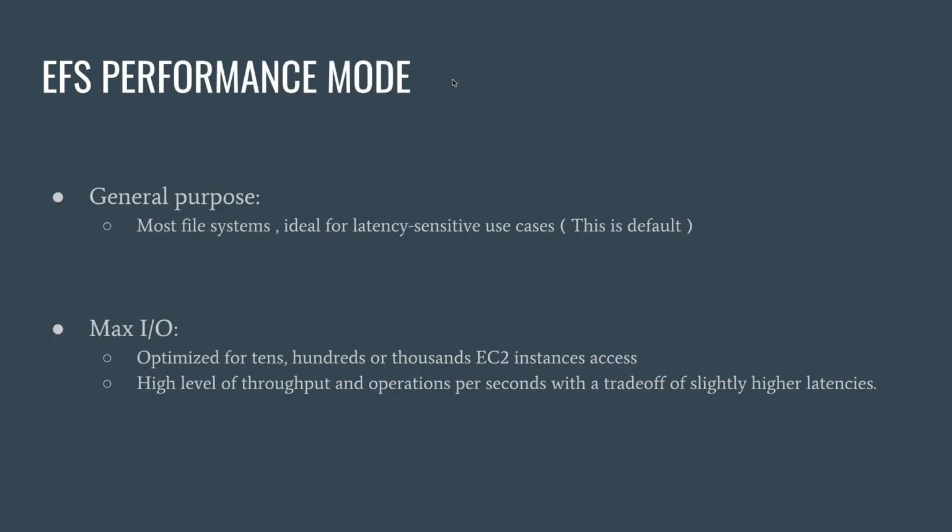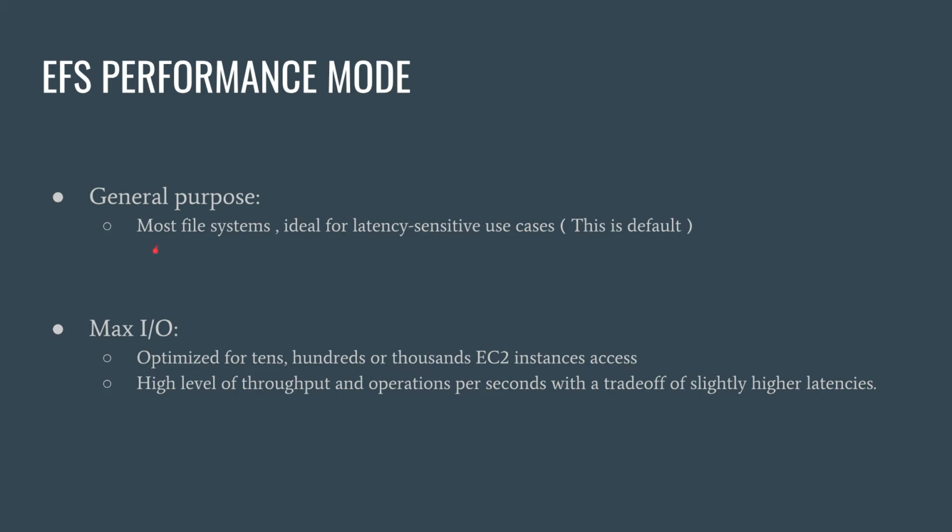Another thing that I would like to talk about is that whenever we are creating EFS in AWS, we have to deal with something called EFS performance mode, which has two options. One of them is general purpose and the other one is max IO. The general purpose one is the default, and for most file systems we are going to use this one. It's ideal for latency sensitive use cases, and this is the normal one.